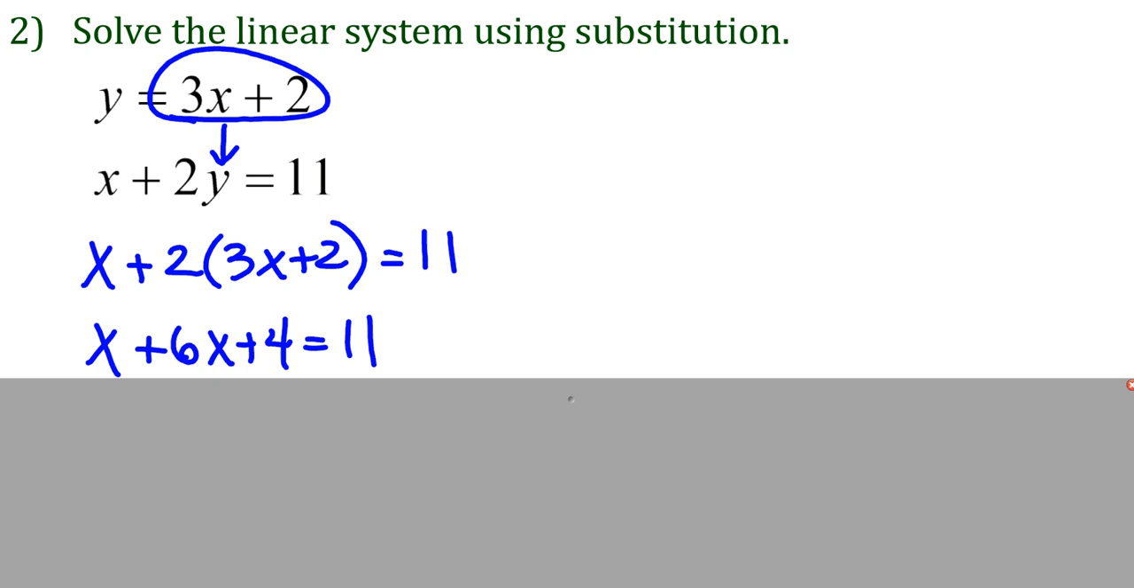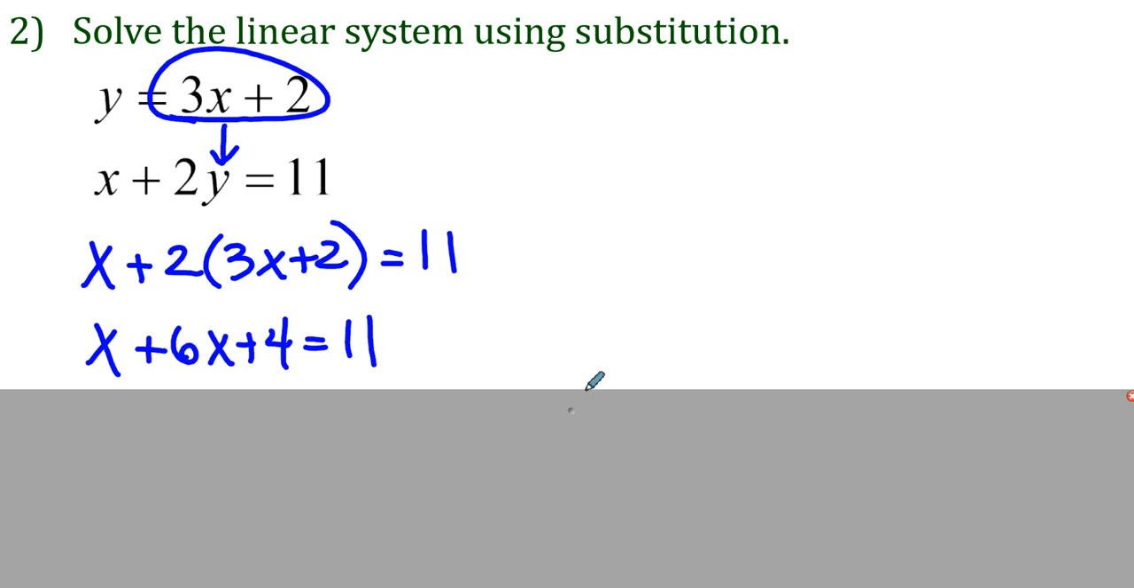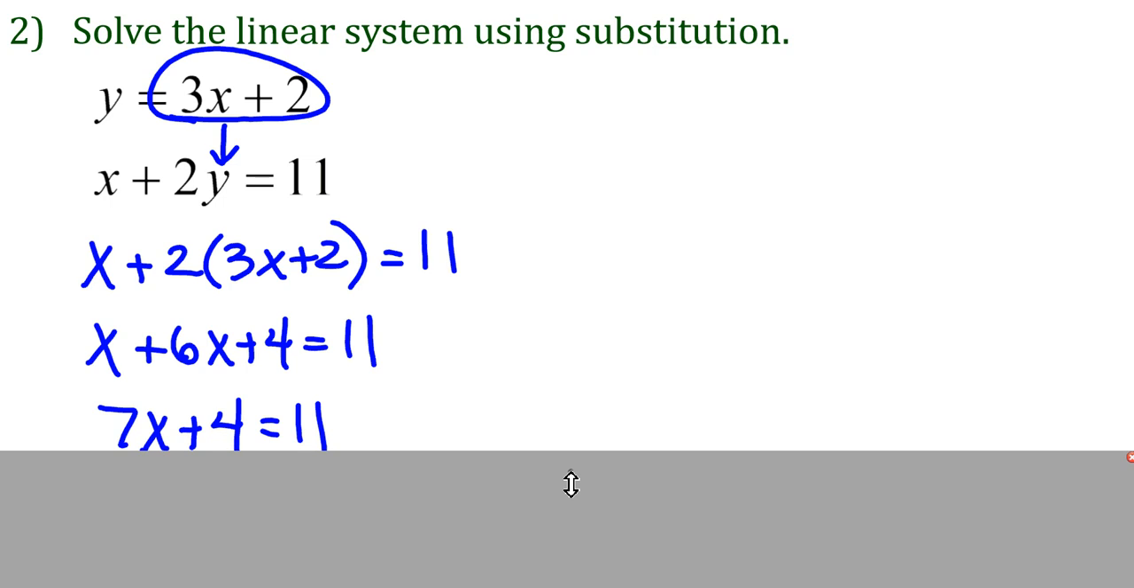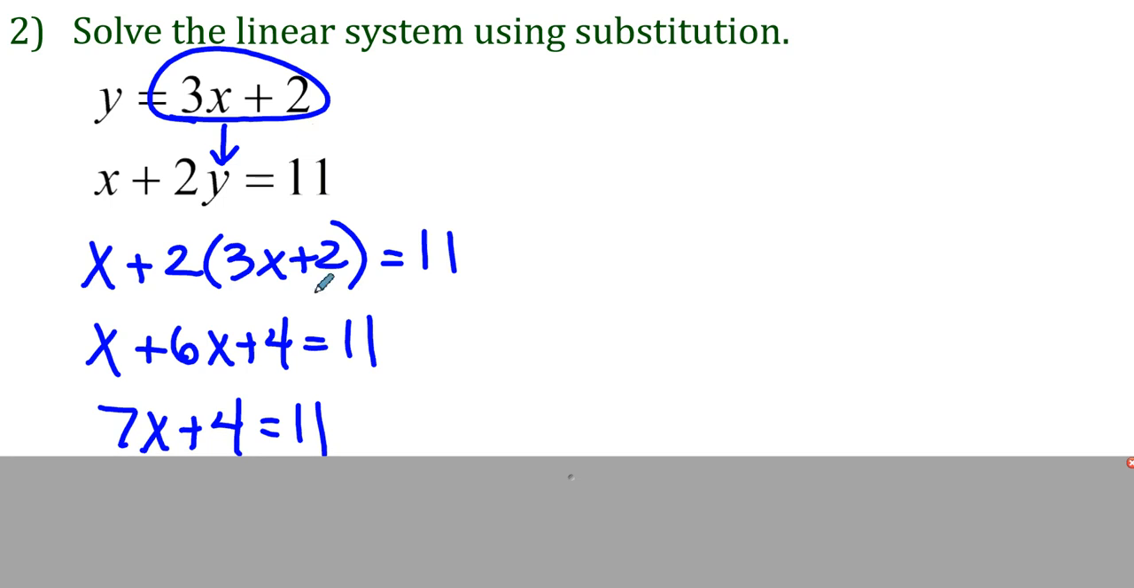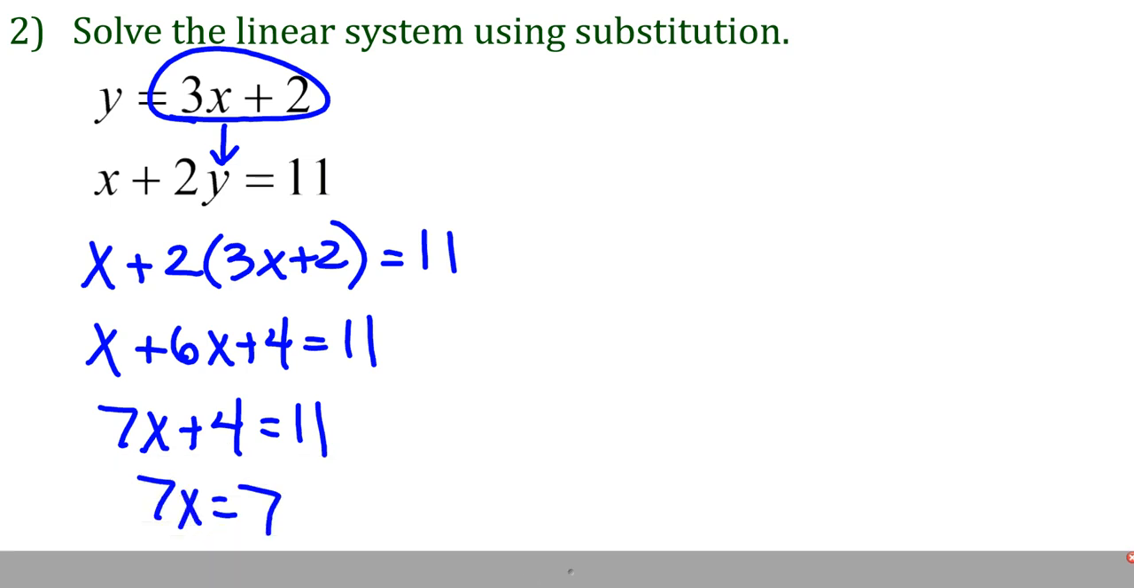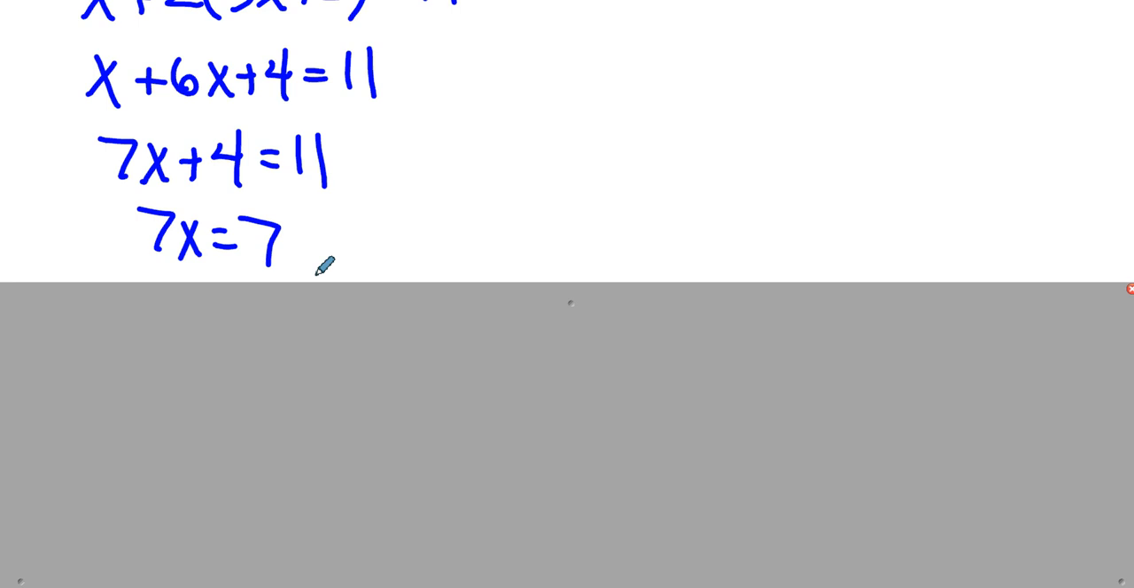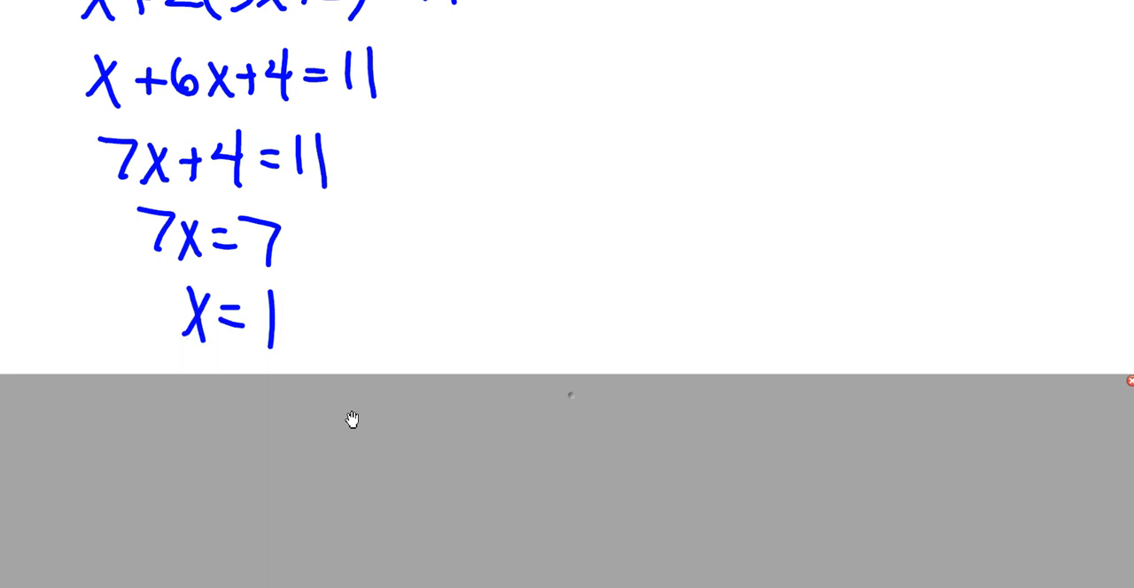So what can we do? At this point, we have some like terms we can combine. x and 6x is 7x, so 7x plus 4 is equal to 11. Now we can undo the addition of 4 by subtracting 4 on each side, and then undo the multiplication of 7 by dividing by 7 on each side. So x equals 1. Now remember, we're not done. We need the value of both variables, x and y. So if x is 1, that means I could take it and substitute it back into an equation and solve for the value of y.